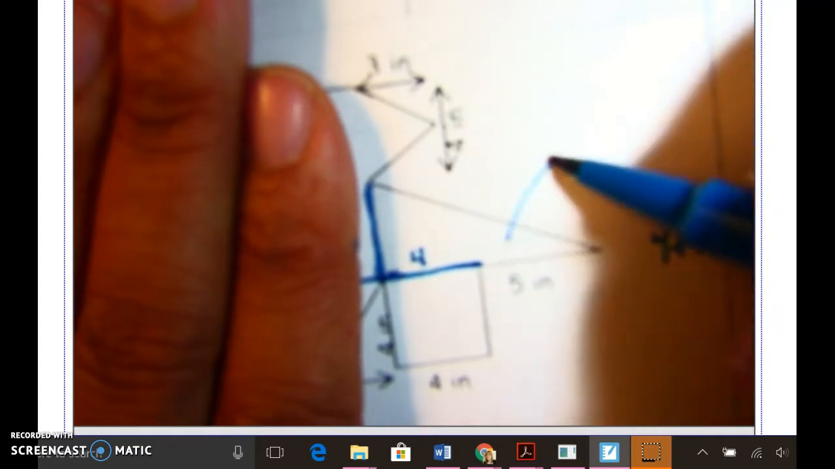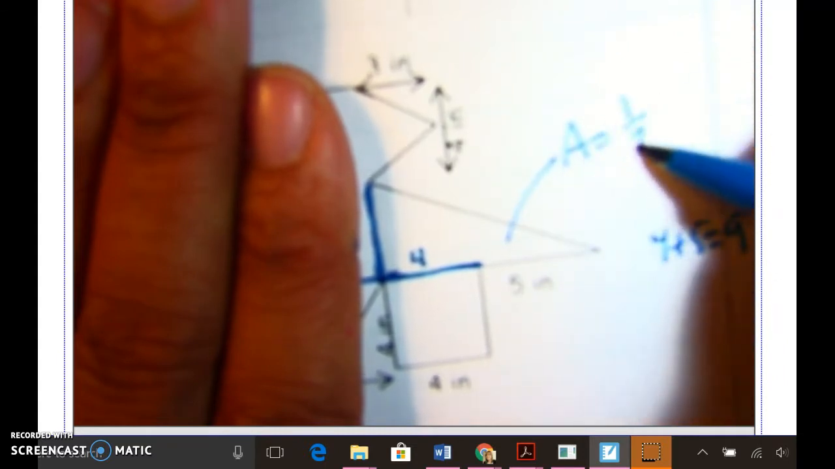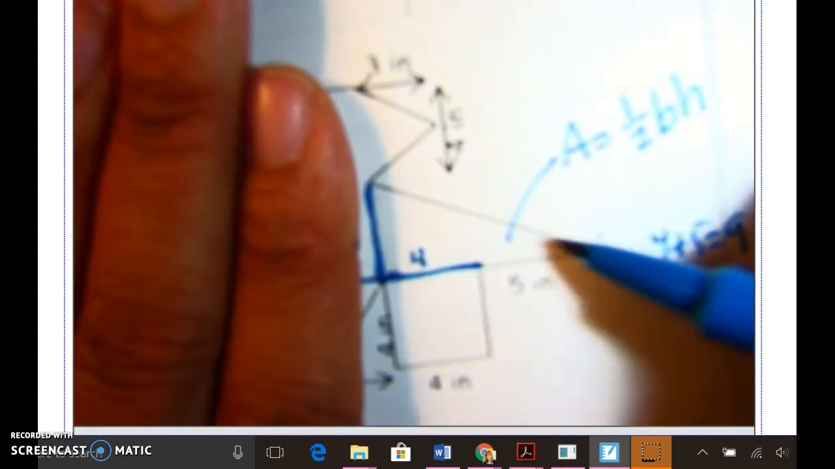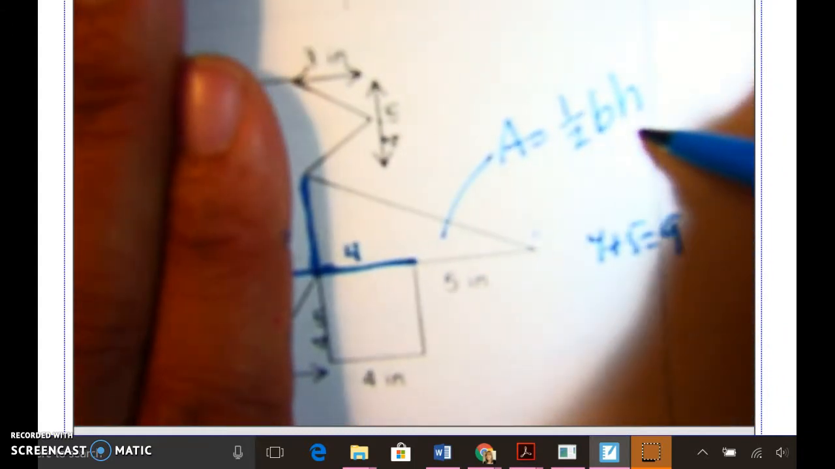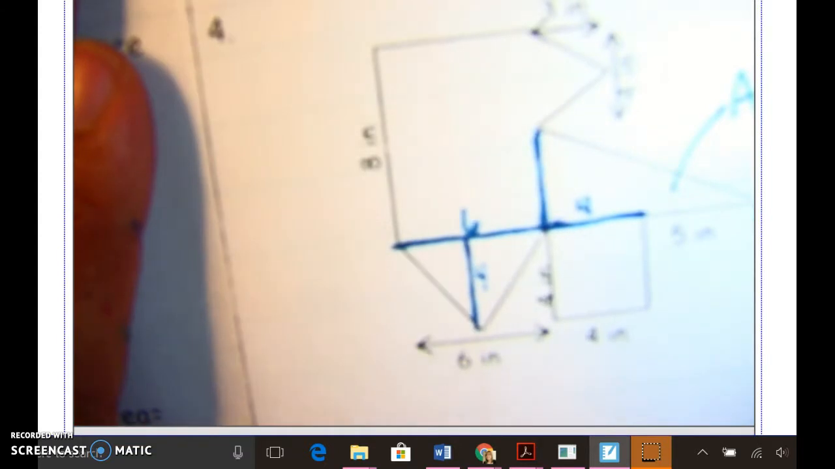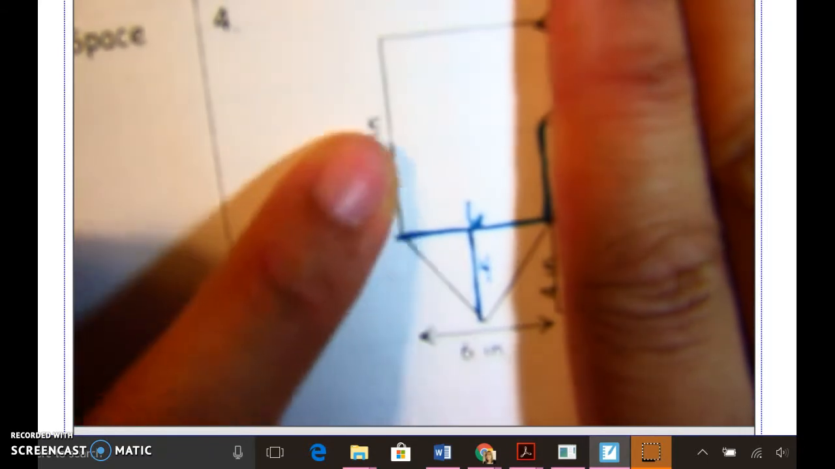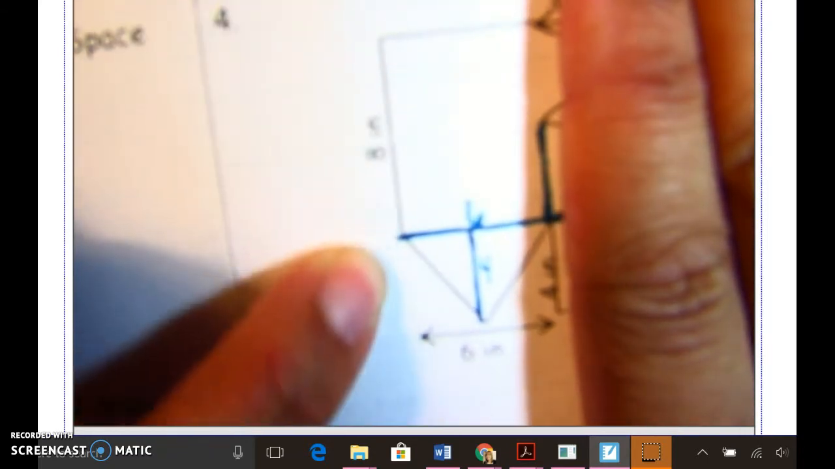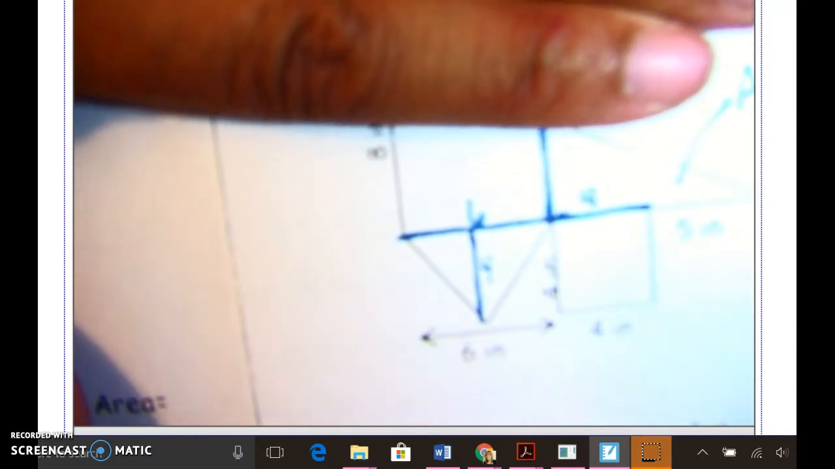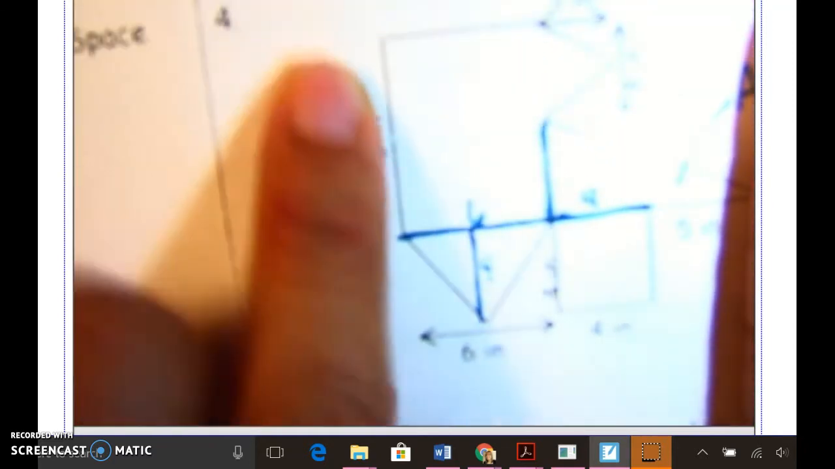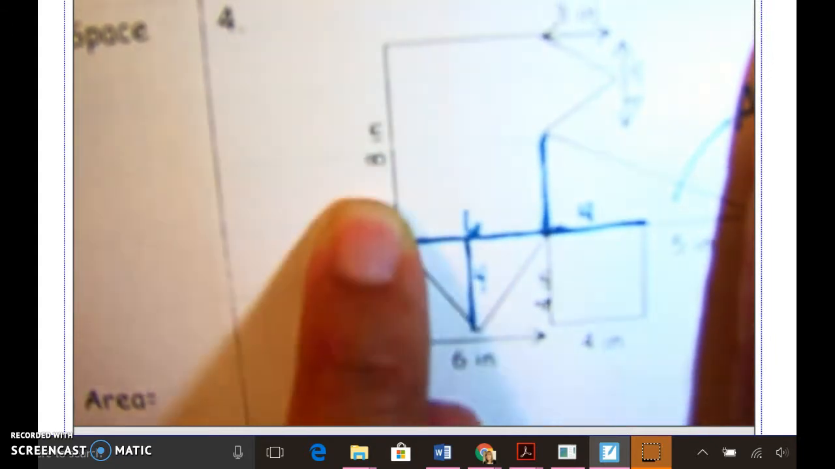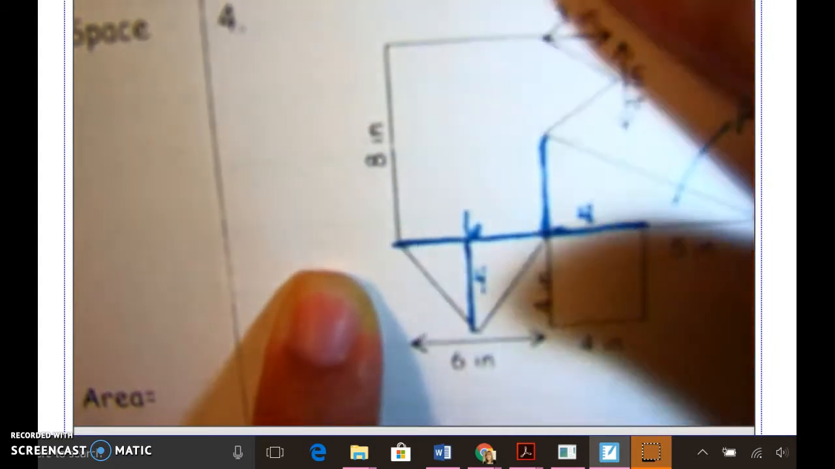So when you find your area of your triangle, half base times height, your height of this triangle is going to be 9. What about the base? Well, let's look at this. All of this is 8. So how much is this part? All of this is 8. How much is this much?